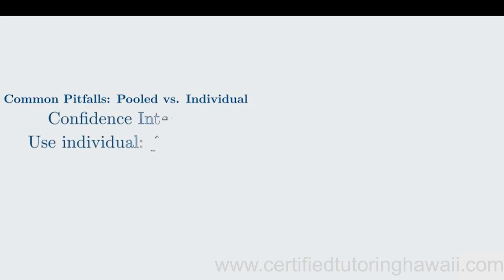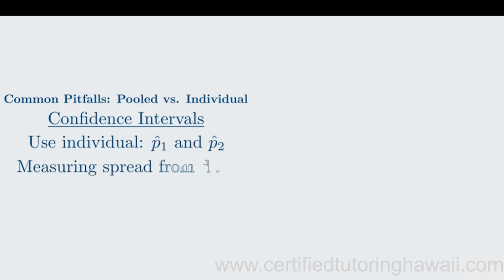One of the most common mistakes students make in AP statistics is confusing when to use the individual sample proportions versus the pooled proportion. When you are creating a confidence interval for the difference between two proportions, you use the individual proportions, p hat 1 and p hat 2, because you are not assuming anything is true about the population yet. You are just measuring the spread from your data.